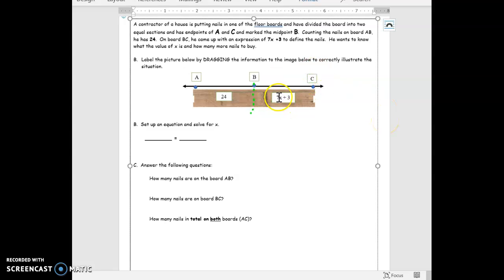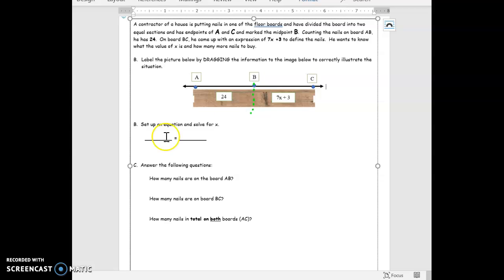But over here, he used the expression 7x plus 3 to define the number of nails. So he wants to know the value of x and how many more nails to buy. So label the picture by dragging the information below. So I just did that using my information from the problem. So we're going to set up an equation to solve for x.